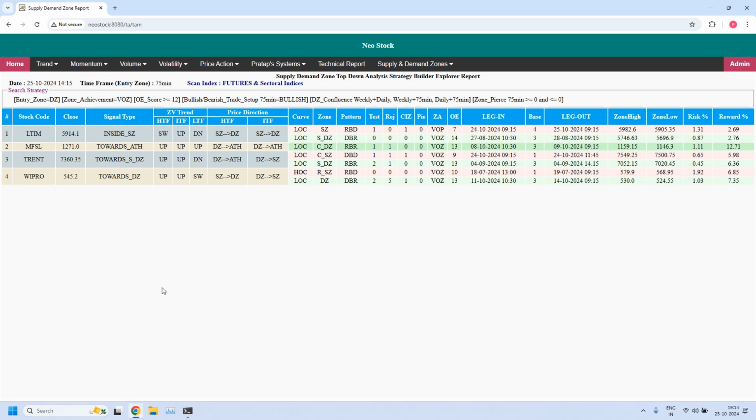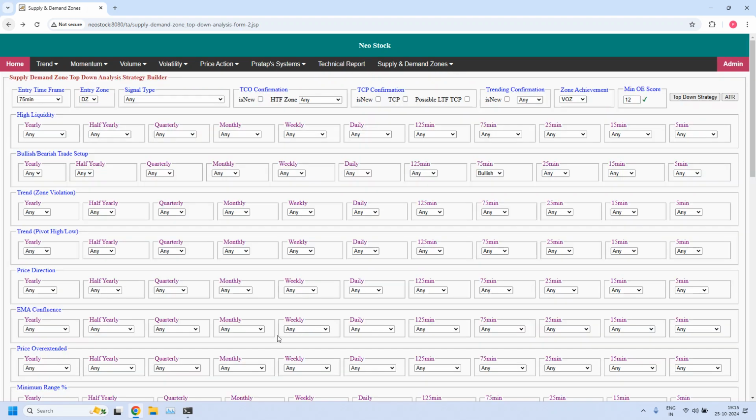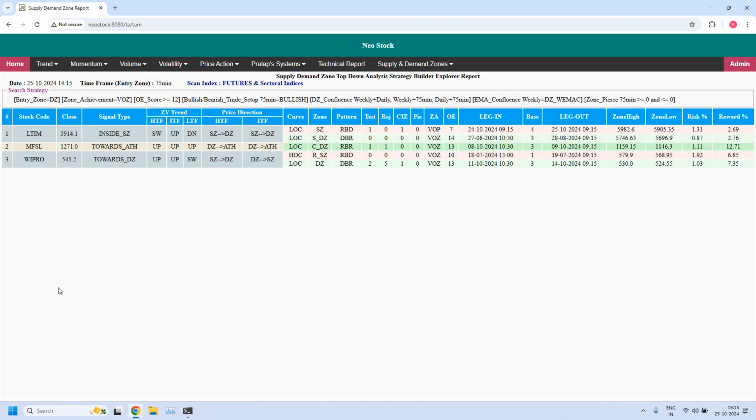If they are having weekly EMA confluence, the weekly demand zone with weekly EMA confluence, they are an even more high probability setup, because the daily zone is part of the weekly zone. So in the EMA confluence at weekly time frame, weekly demand zone with weekly EMA confluence, we got 3 stocks. First one is sideways, you can ignore it because sideways EMA confluence does not add any extra advantage. But here the advantage will be improved.